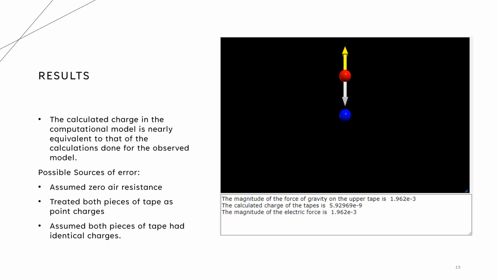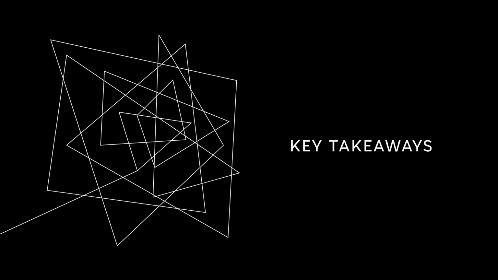We treated both pieces of tape as point charges rather than the full piece of tape having infinitely many charges along the length of the tape. We assumed that both pieces of tape also had identical charges, which could definitely not be true. We don't know that to be certain, but it made the lab far easier. And then here's a picture of the outcome of my GlowScript code, where it printed the magnitude of the force of gravity, the calculated charge of the tapes, and the magnitude of the electric force.